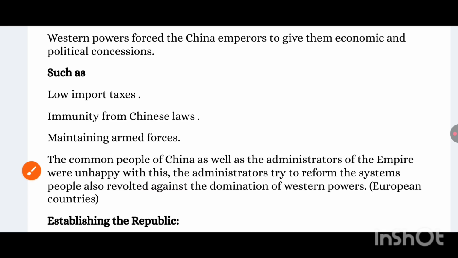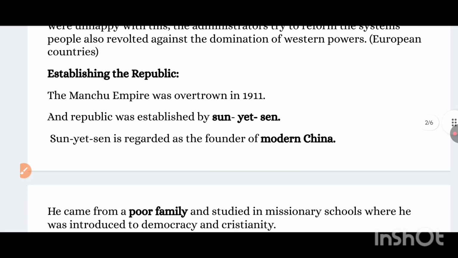So these concessions were given by which dynasty? The Manchu dynasty. What concessions? The Manchu dynasty gave the European powers low import tax, immunity from Chinese laws, and the right to maintain armed forces, and these situations made the common people very unhappy. Administrators were also very unhappy. Administrators tried to reform the system in China, but common people also revolted against the domination of Western powers.